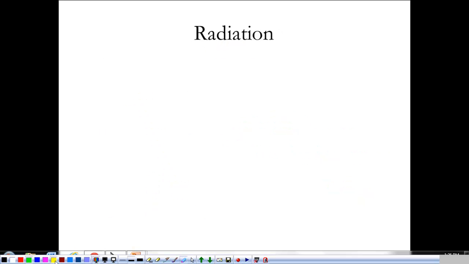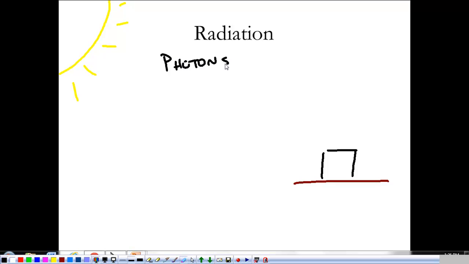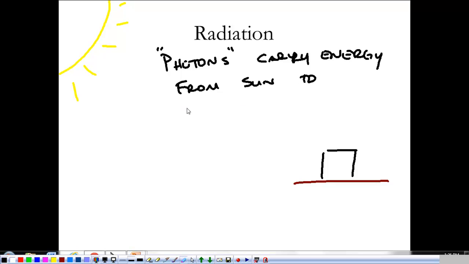Radiation. Radiation is a little bit different. I guess the thing that we always look at with radiation is the sun. So on a warm day, you sit outside, and today your block happens to be black. And you get hot just from being out in the sun. Now, in radiation, you have photons carrying energy from sun to object.